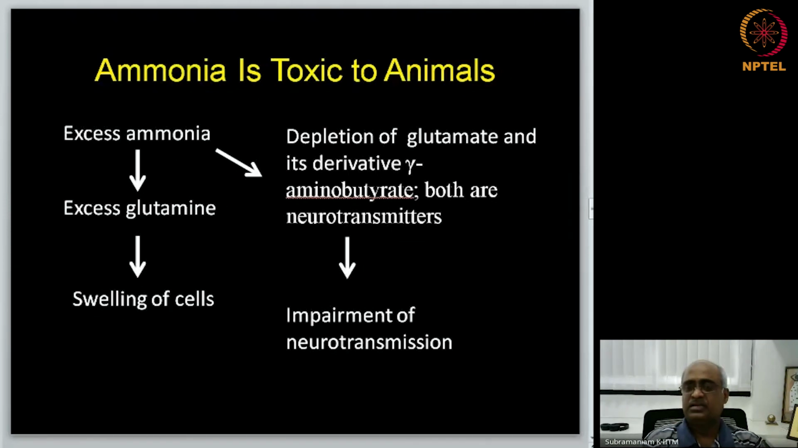Is there any disease because of deficiency of amino acids? See, there isn't anything called amino acid deficiency. You have protein deficiency that is connected to amino acid deficiency.